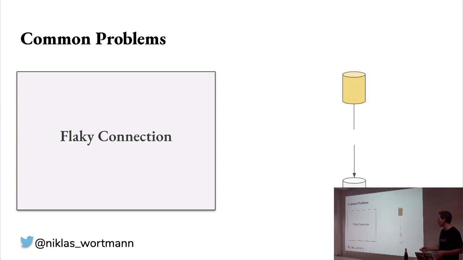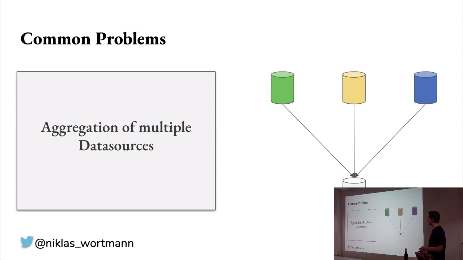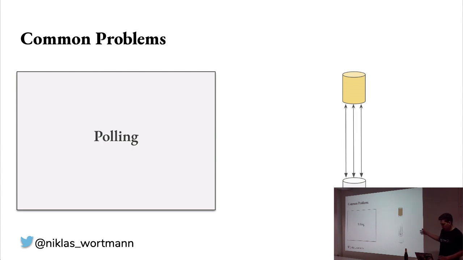The very common one is that you have a flaky connection, so your data source is flaky, returning sometimes data, sometimes not, and you somehow have to work with that. Also, most of the enterprise applications I saw work with some kind of aggregation of multiple data sources: multiple databases, multiple endpoints, and you need the data from all of them and somehow need to aggregate that. Also, I never saw one application which didn't use a polling mechanism in some way, and RxJS is super great for polling. It's like three lines of code and it's working.